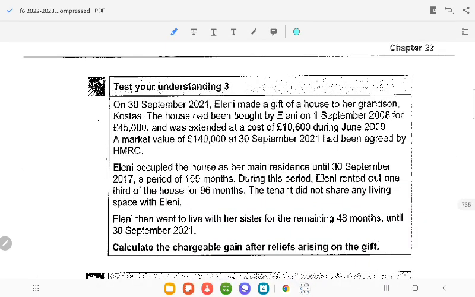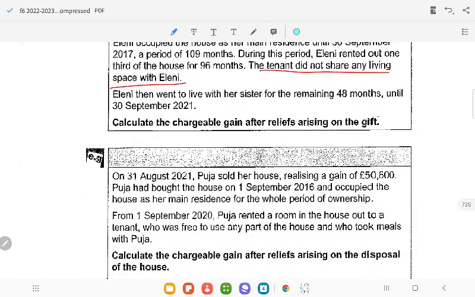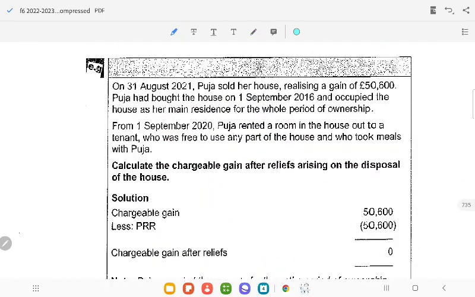So in this illustration, test understanding number 3, they have mentioned here that the tenant did not share any living space with the owner. So letting relief will be calculated. While in this illustration, Pooja rented a room in the house out to a tenant who was free to use any part of the house and who took meals with Pooja. So no letting relief is available.